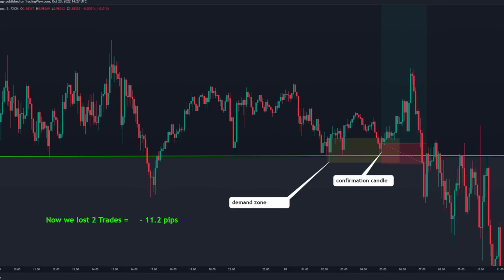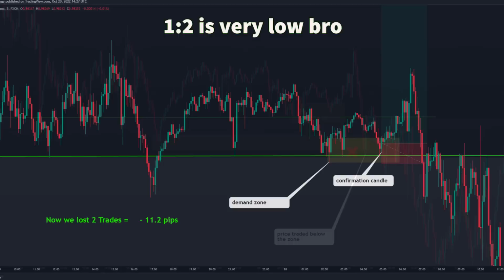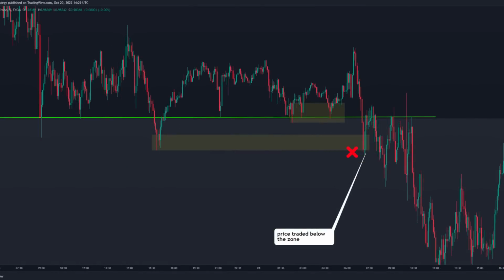So I chose this example to show you that you as a trader will always have some losing trades in the market. The only thing that can help you is to not lose too much when you lose, because I have noticed that some traders still trade 1:2, which is very low. But if you are a beginner, I would understand.